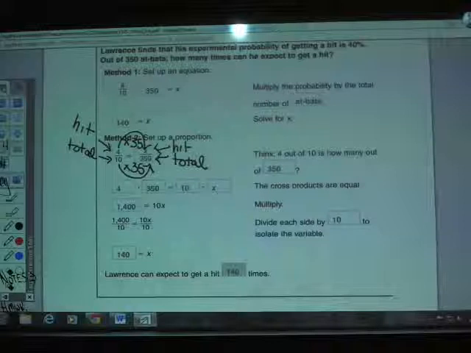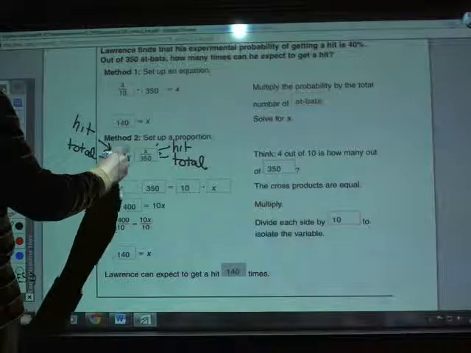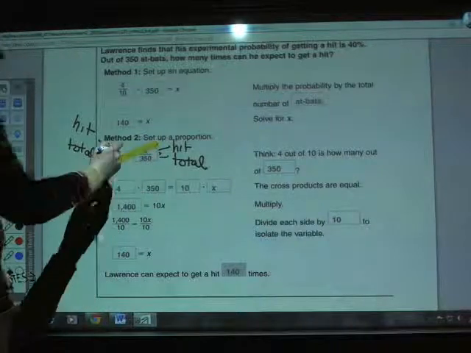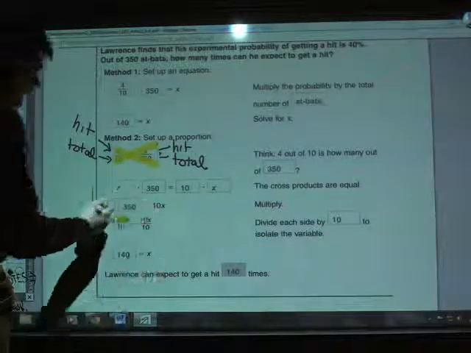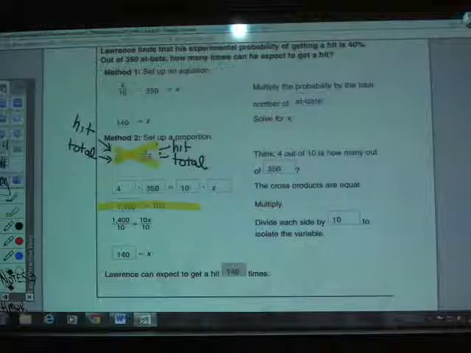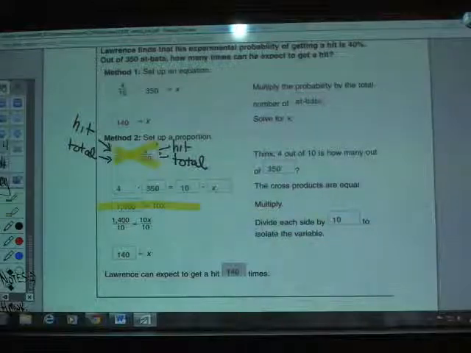Now, they've even solved the proportion a little bit differently. They decided to cross-multiply. So what they did is they multiplied the diagonals. They did 10 times x, 10x, and they did 4 times 350, which is 1400, which is what you see right here, and then they solved the equation by dividing both sides by 10. Even though theirs is a little bit backwards because they've got the variable on the right, notice they still came up with the exact same solution we've come up with the 2 other ways. They still came up with 140. So no matter which method you do, he can expect to get 140 hits when he goes up to bat 350 times.